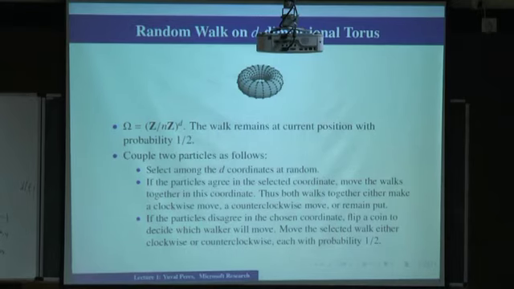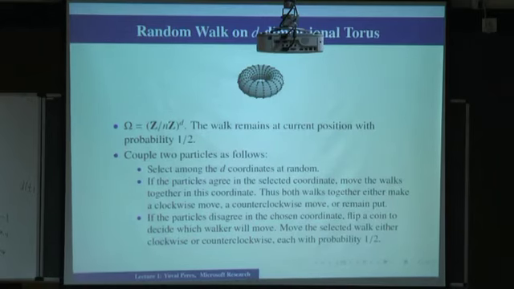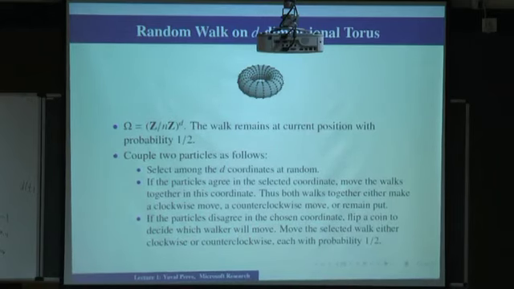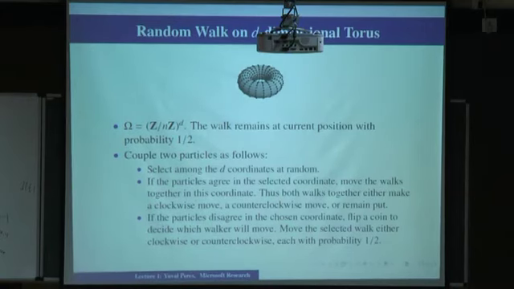Now suppose we have a d-dimensional torus. So what is that? It's just a product of d cycles, or you can think of it as a d-dimensional lattice, but you quotient each coordinate mod n. So a particle in the torus, in one step, is only going to move in one coordinate. It will select which of the d coordinates to move, and then move up or down in that coordinate.